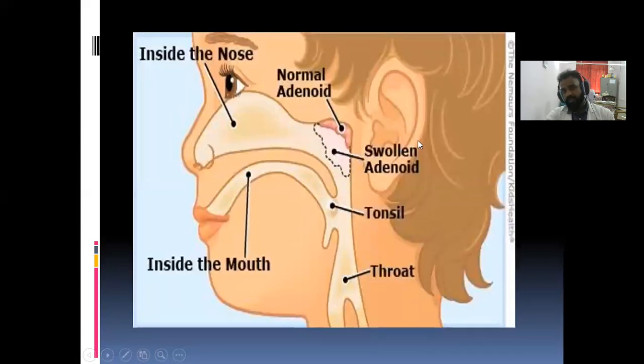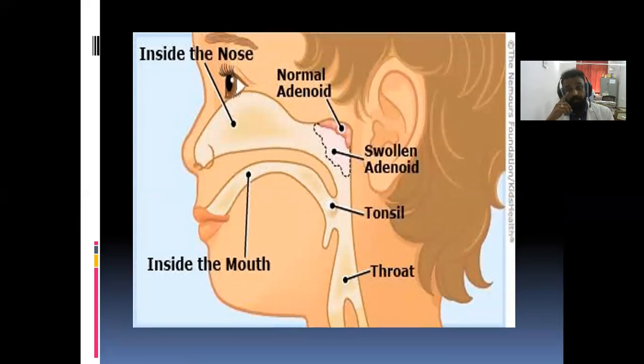So in this, we can see the normal adenoids, and next will be the infected adenoids, which increase in size in case of infection, or the swollen adenoids, adenoid hypertrophy. Adenoid hypertrophy obstructs the nasal cavity posteriorly. Hence, there will be open mouth breathing in such cases. This is importantly noted in the age group below 8 years.